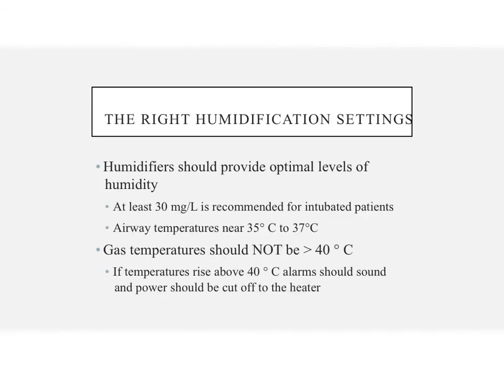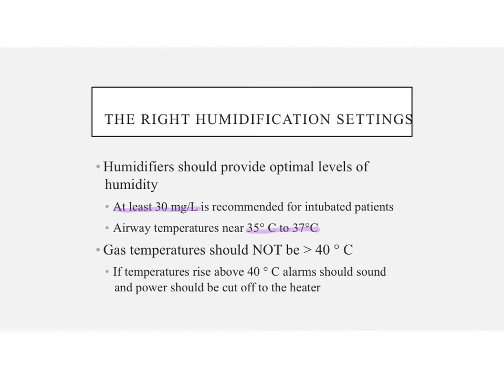When we are setting up a humidifier, we need to make sure that they are on the adequate humidification settings. They need to provide the optimal levels of humidity, which is at least 30 milligrams per liter for intubated patients, and airway temperatures near 35 to 37 degrees Celsius, so normal body temperature. Gas should not be greater than 40 degrees Celsius because that can cause airway burns. If temperatures rise above 40 degrees Celsius, the alarm should sound on the heater itself in the humidifier, and then power will be cut off. Most modern humidifiers automatically have this feature.